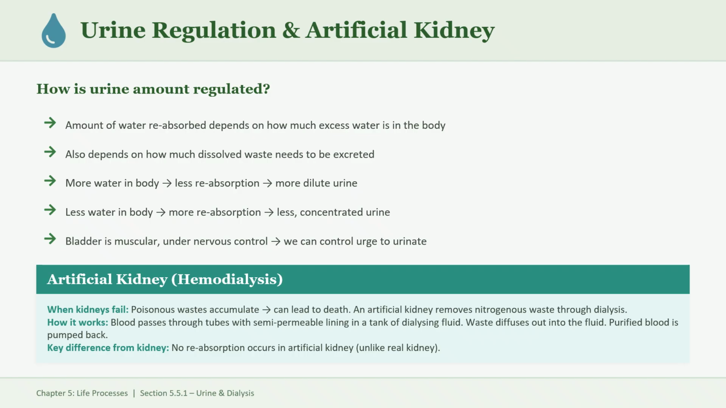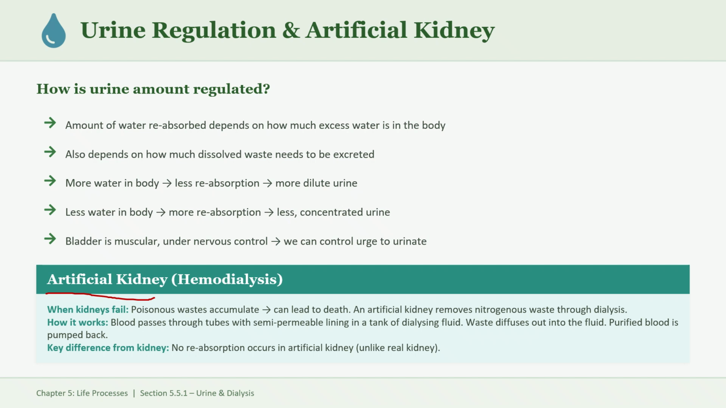Then we are going to see about the artificial kidney and hemodialysis. See, kidneys are vital organs. If they fail due to infection, injury, or reduced blood flow, harmful waste accumulates in the body. So in such a case, what do we need? An artificial kidney. Why do we need it? In order to purify the blood. This process we call hemodialysis.